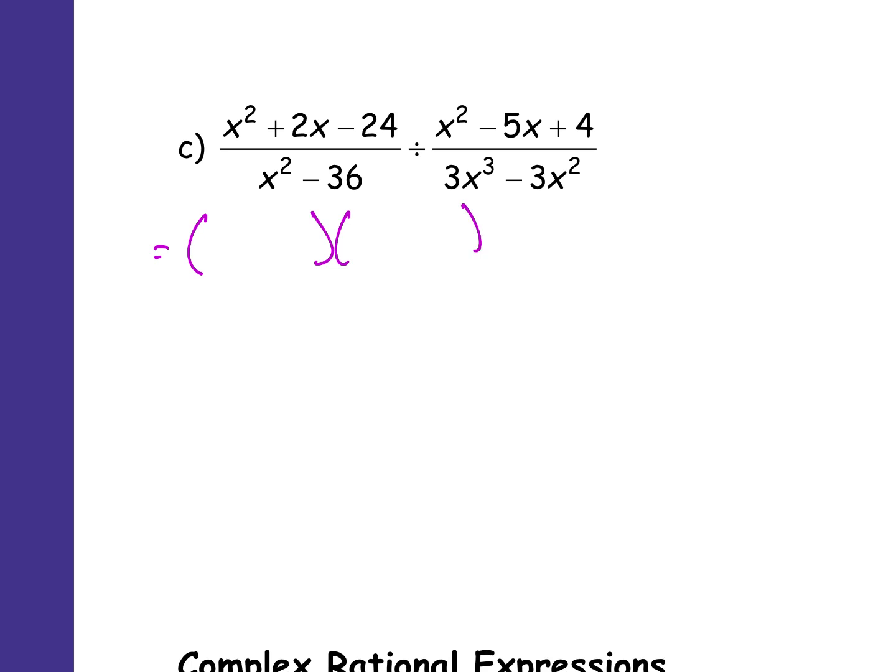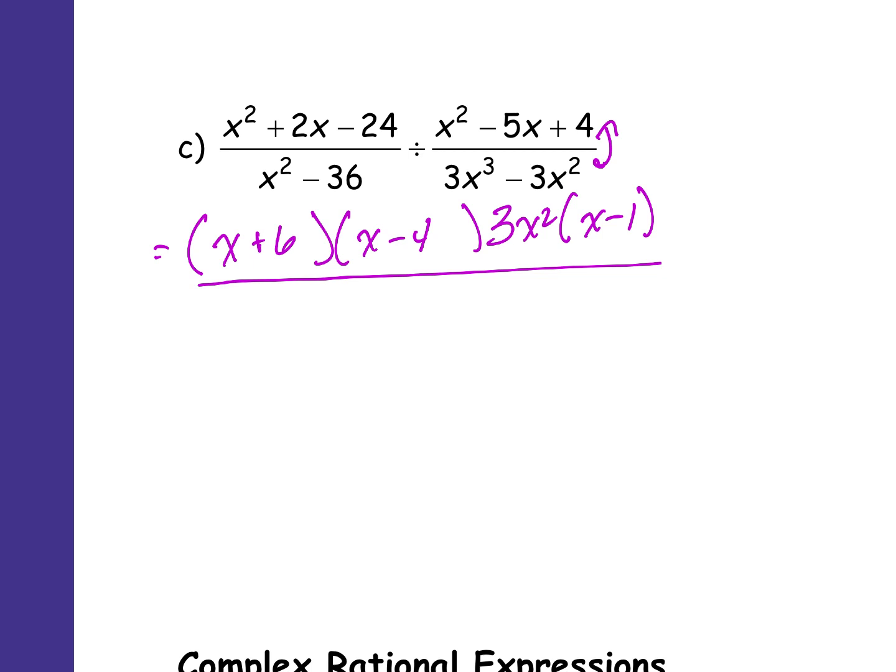So this factors to x plus 6 and x minus 4. And then I'm going to flip this and factor out a 3x squared. And I get x minus 1. And then in my denominator, I'm getting x plus 6 times x minus 6.